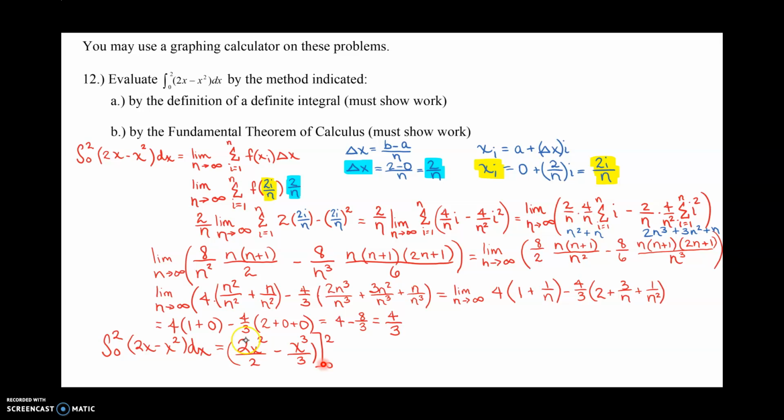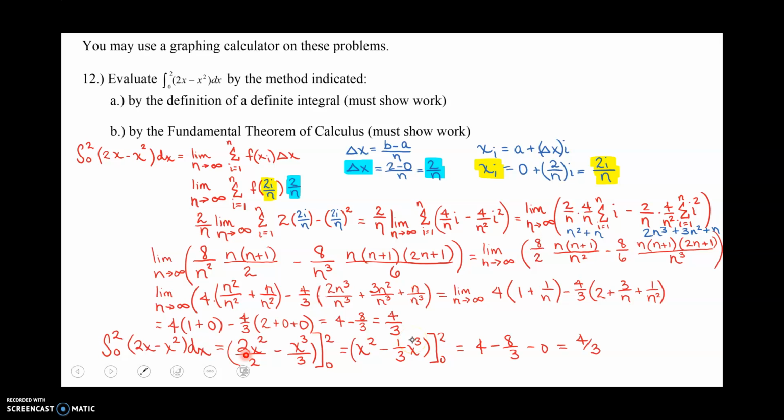The 2's would drop out to make this a little bit easier to work with. I would have x squared minus 1/3 x cubed. And then I'm going to plug in 2. So that would be 2 squared, which is 4, minus 1/3 times 2 cubed, which is 8. So that would be 4 minus 8/3. And then I'm going to plug in 0, and that would be 0 minus 0. So there's our 4 minus 8/3, minus 0, and that's going to give us the same 4/3.